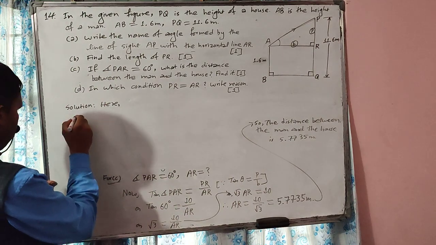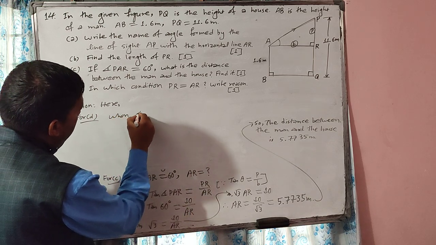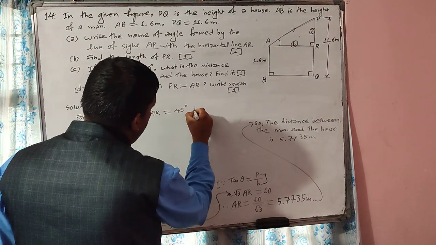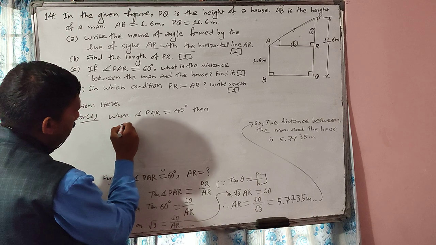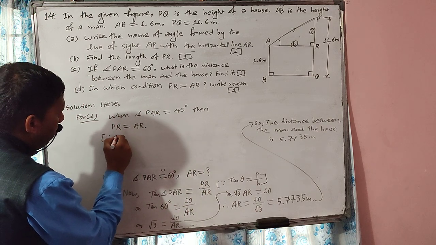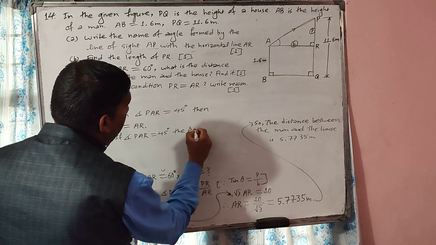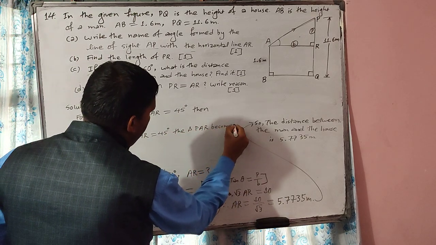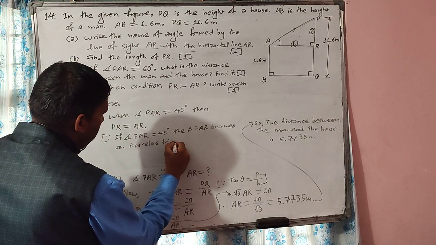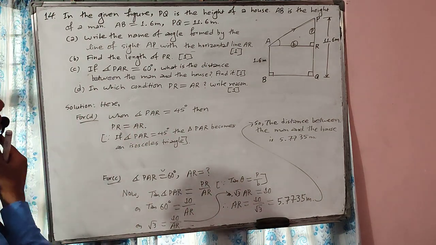Again, for D, when angle PAR equal to 45 degree, then PR equal to AR, because if angle PAR equal to 45 degree, then triangle PAR becomes an isosceles triangle. So its two sides PR and AR are equal. Okay, this was for question number 14.